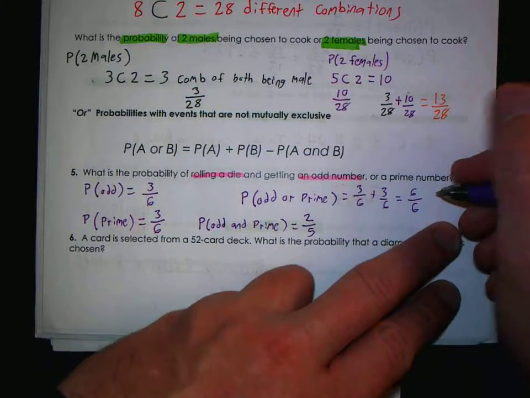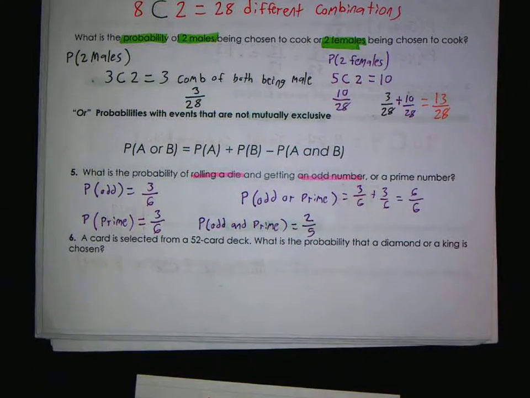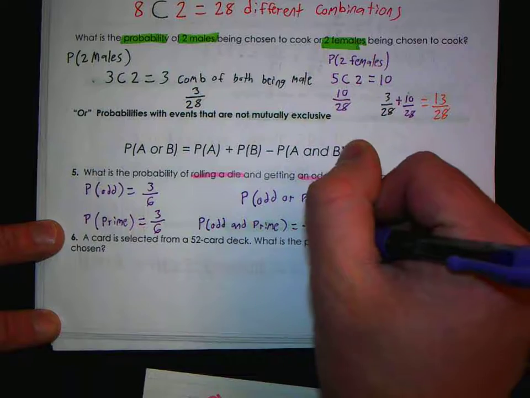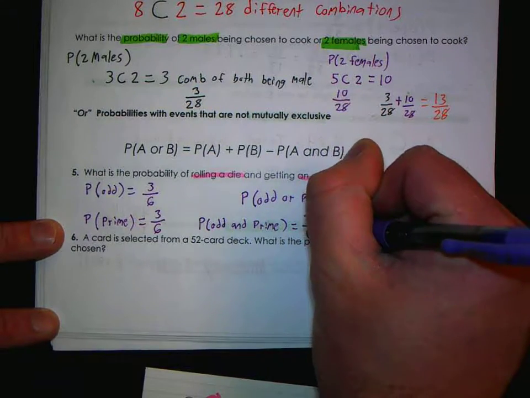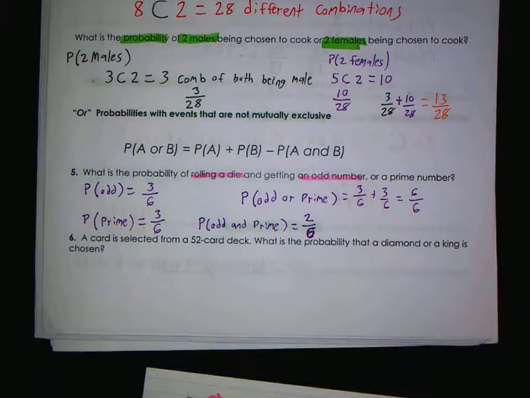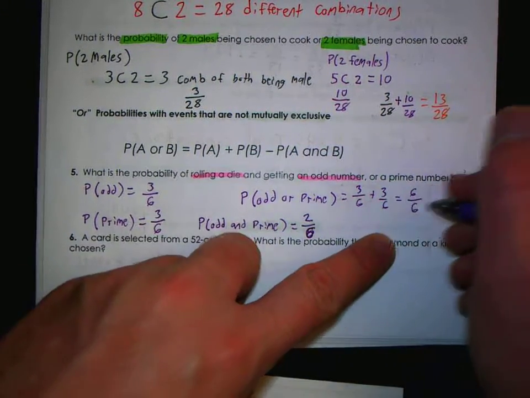So the probability of odd and prime is 2 out of... I'm sorry, why did I get 5? 2 out of 6. 2 out of 6 of those numbers are both odd and prime. So when they're not mutually exclusive, you need to subtract it off.